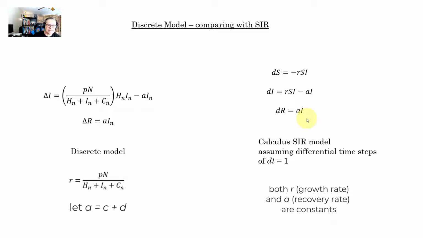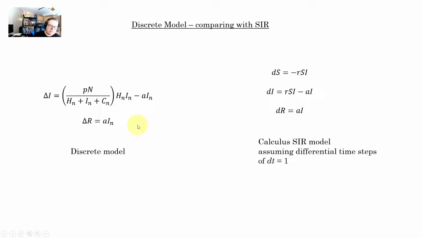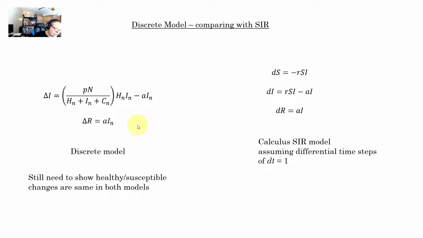But the one piece still to connect is the change in the susceptible population. In the SIR model, that is this population S. As I developed it in my discrete model, I called it H. That was the healthy and susceptible people. Let's take a look at that. Still need to show the healthy susceptible changes are the same in both of these models, or essentially the same. They're actually technically not exactly the same. In the SIR, in the standard one, we take a constant for the little r, and over here it won't be exactly constant.